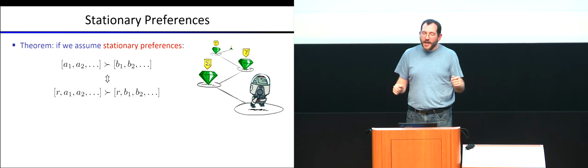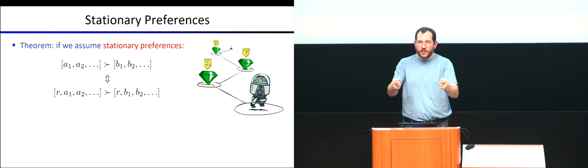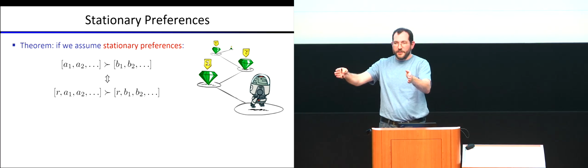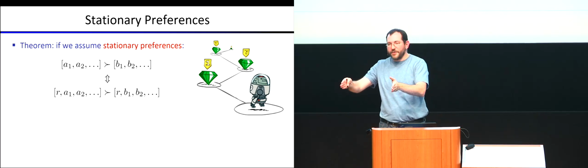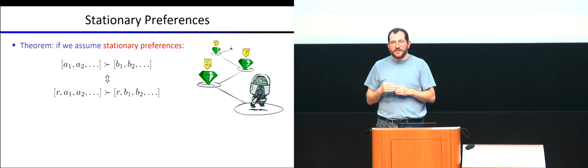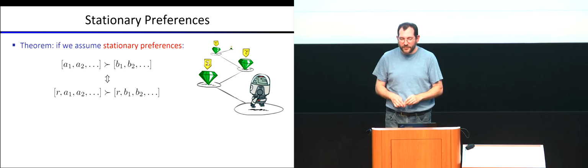If I tell you, hey, how about for the first time step, I'll give you the same reward R, and then I'm going to give you A and B. Well, if you liked A better than B now, and your preferences are stationary, it means you will also like A better than B shifted one time step if that first time step has the same reward. It seems reasonable to assume that preferences are stationary.